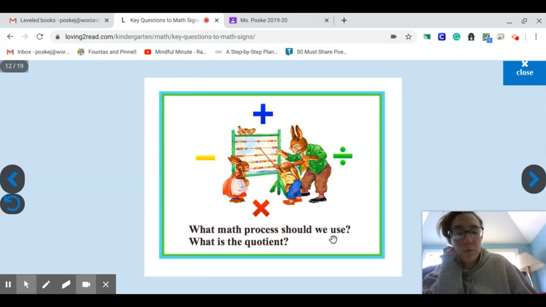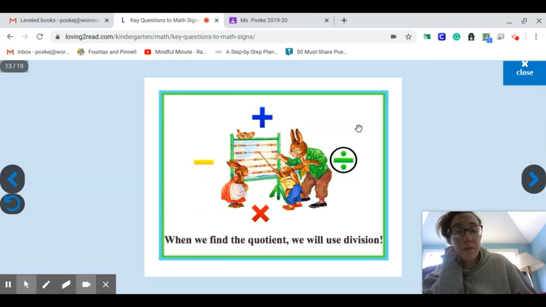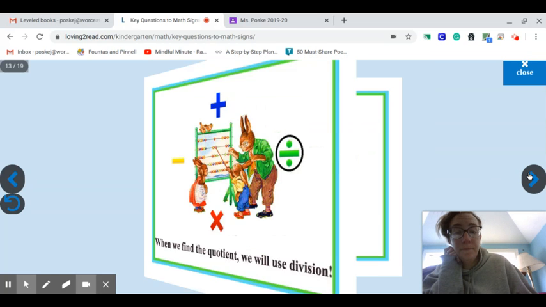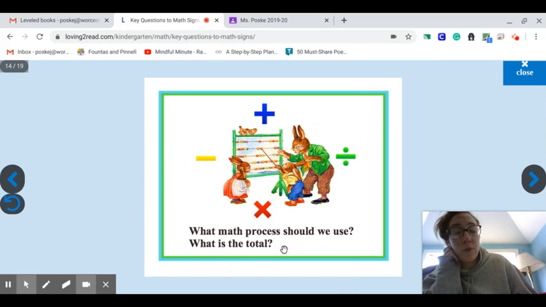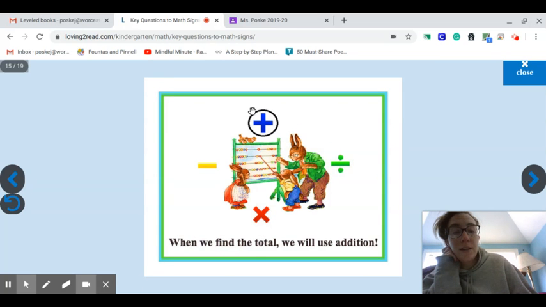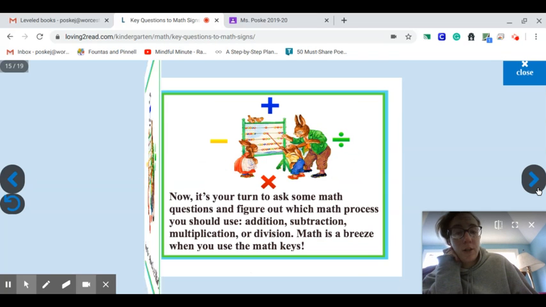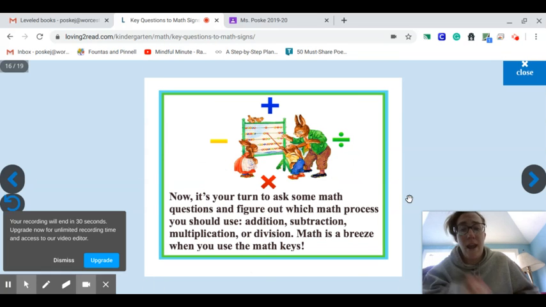What math process should we use? What is the quotient? When we find the quotient, we will use division. What math process should we use? What is the total? The only one left is addition. When we find the total of something all together, we will use addition. Now it's your turn to ask some math questions and figure out which math process you should use: addition, subtraction, multiplication, or division. Math is a breeze when you use the math keys.